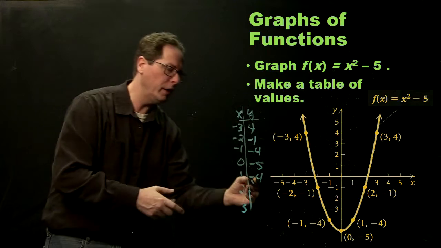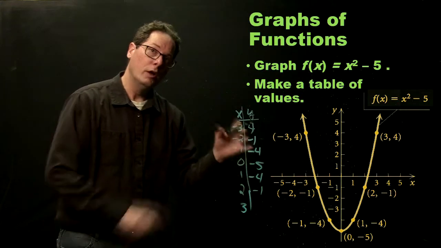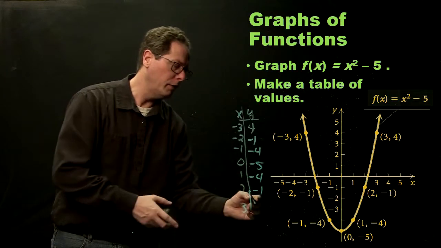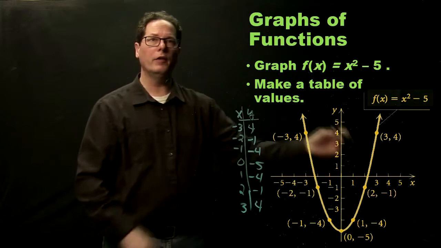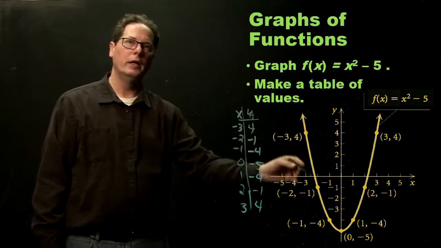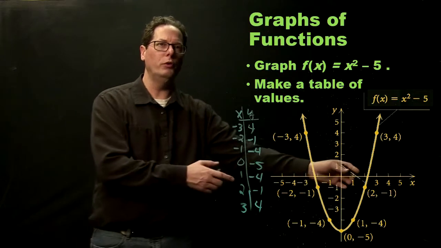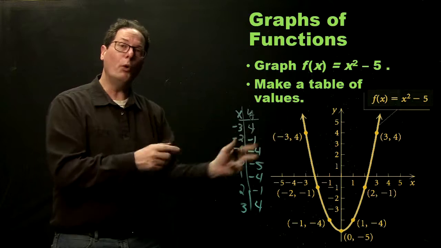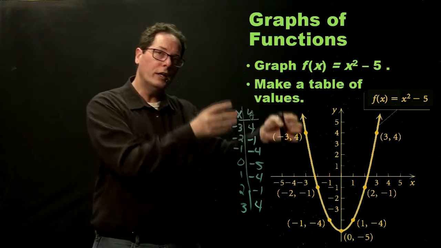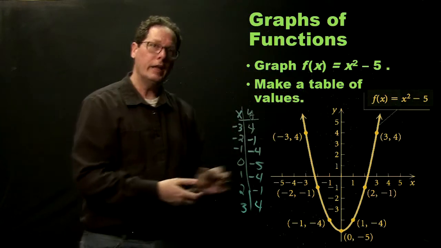2 squared is 4 minus 5 is a -1. And 3 takes you to, 3 squared is 9. Again, 9 minus 5 is a positive number 4. And so if you put those on the graph, you can see them: (-3, 4), (-2, -1), (-1, -4), (0, -5), (1, -4), (2, -1), (3, 4). Those 7 points are representative of a whole continuum of relationships between inputs and outputs.